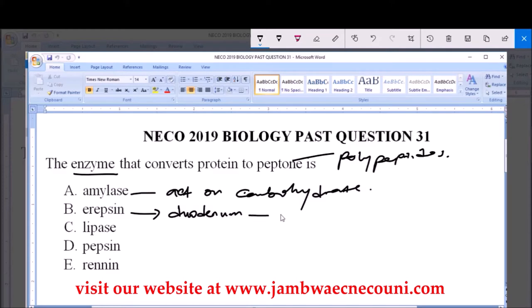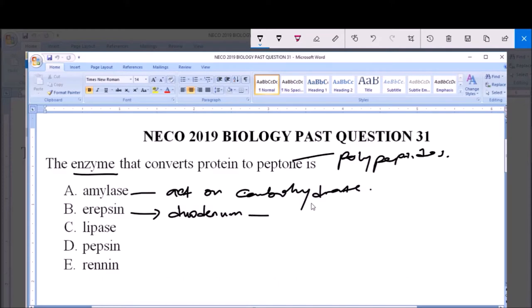You find this in the small intestine, the duodenum, and it helps to convert proteins to polypeptides. That is, the proteins that were not acted upon by pepsin in the stomach.